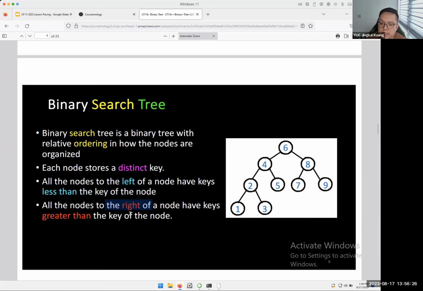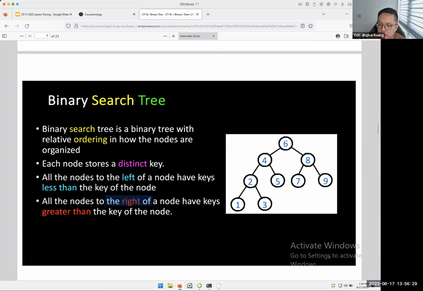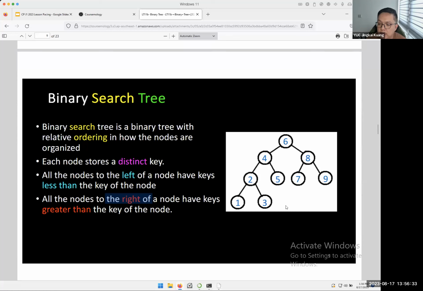What this means is that if you look at number 6 right now, the root node, if you draw a line down the middle of 6, all the values to the left-hand side of 6, from the left child onwards, must be smaller than 6. So I have 1, 2, 3, 4, 5. They are all smaller than 6. Then on the right-hand side, it must be bigger as well. Anything to the right-hand side of 6 must be bigger than 6. So we have 8, 7, 9.